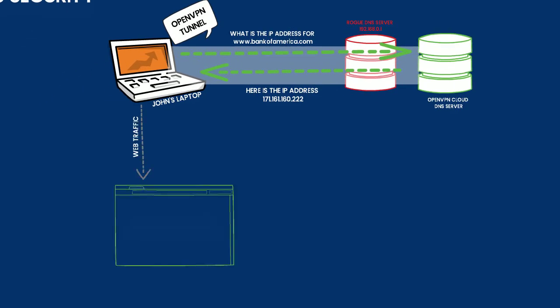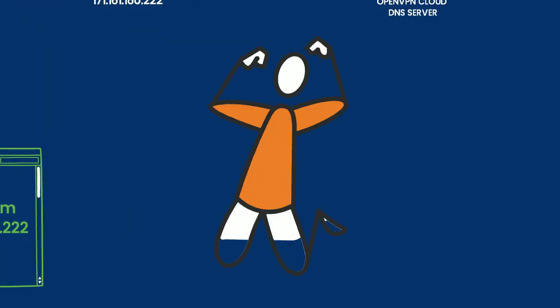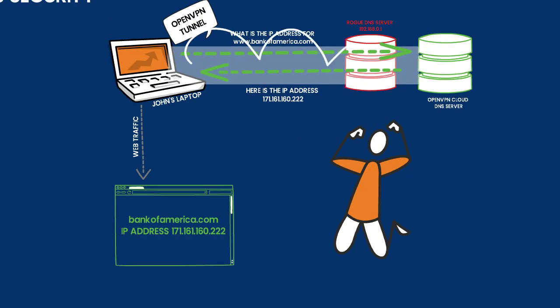With the DNS traffic encrypted and able to securely reach OpenVPN DNS servers, hijackers cannot access DNS queries and, in turn, cannot send the user to a phishing site.